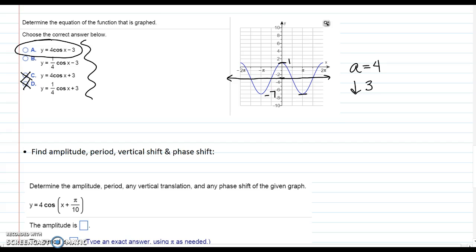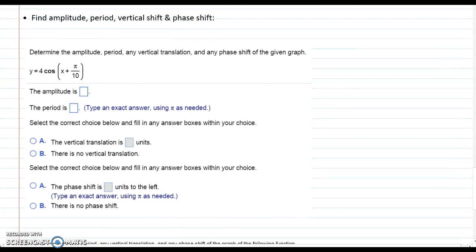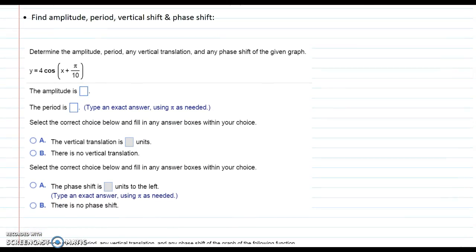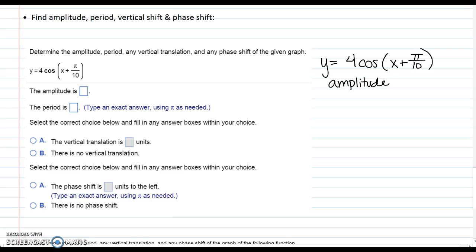All right. Last two questions, very exciting. Amplitude, period, vertical shift, and phase shift. This is the stuff we talked about yesterday. So this first equation, 4 cosine of x plus pi over 10. The first thing they're asking is for the amplitude. That's the coefficient in front of sine or cosine, so in this case that would be 4. Then they want period.